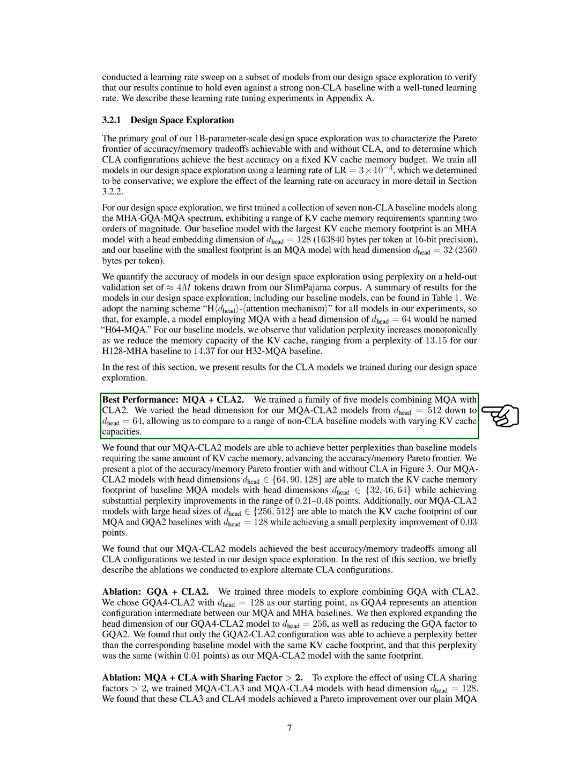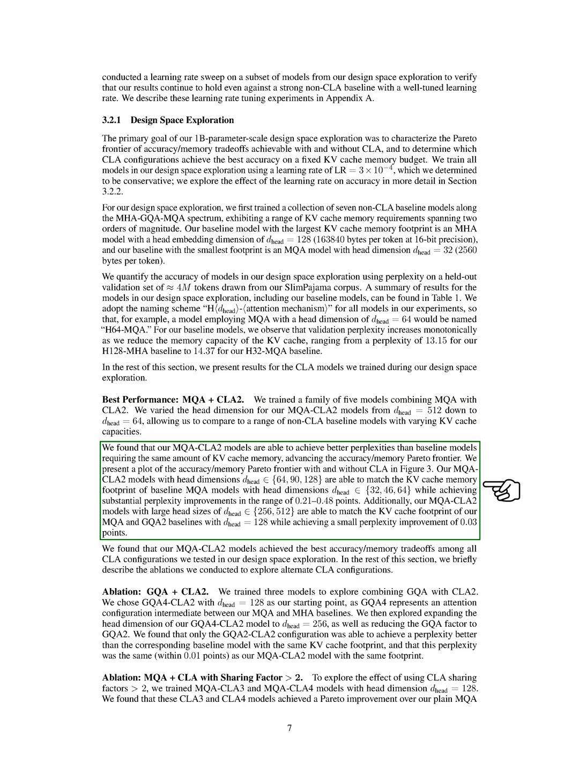We then focused on MQA models combined with CLA2, varying the head dimension from 512 to 64. These models outperformed baseline models with the same KV cache memory, improving the accuracy, memory trade-off. The MQA CLA2 models with head dimensions of 64, 90, and 128 matched the memory footprint of baseline MQA models with smaller head dimensions while achieving significant perplexity improvements.